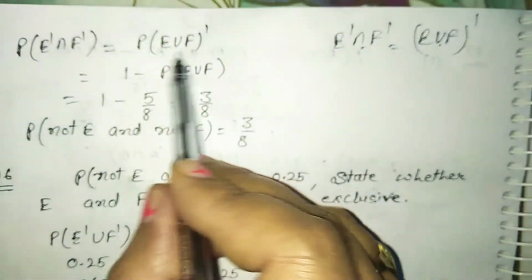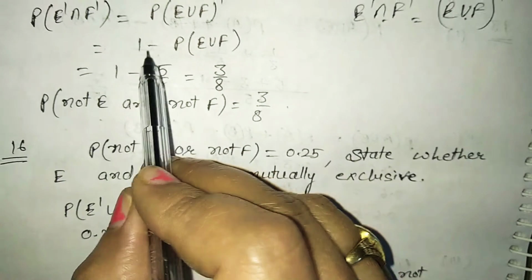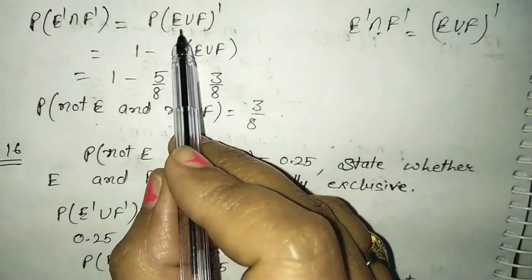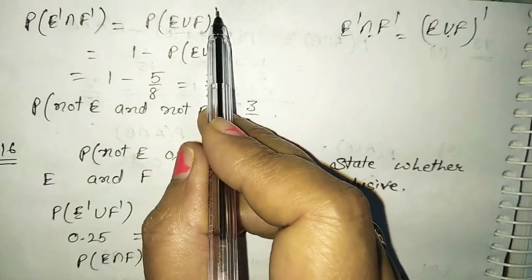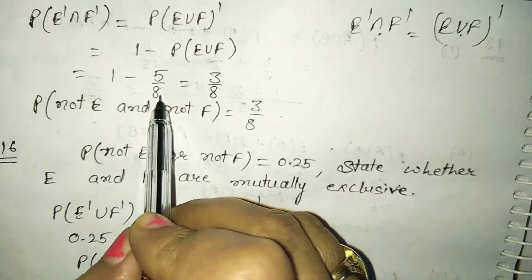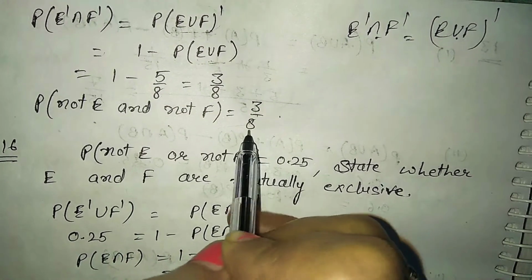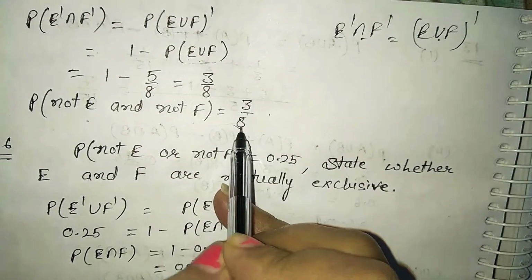So what is P not A? Suppose this is not A. Then we can write 1 minus PA. So in this case, PE union F complement, we can write as 1 minus PE union F. And PE union F we found in the last case. This is 5 by 8. So after that we will find P of not E and not F as 3 by 8.